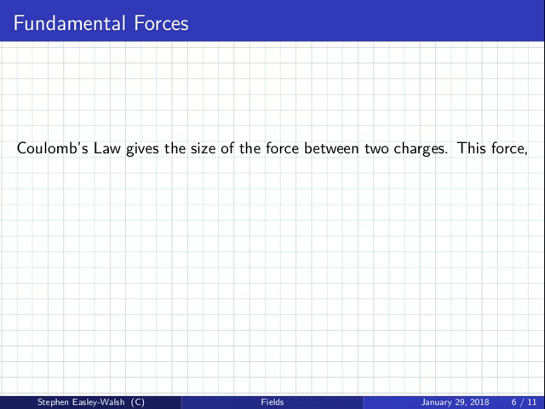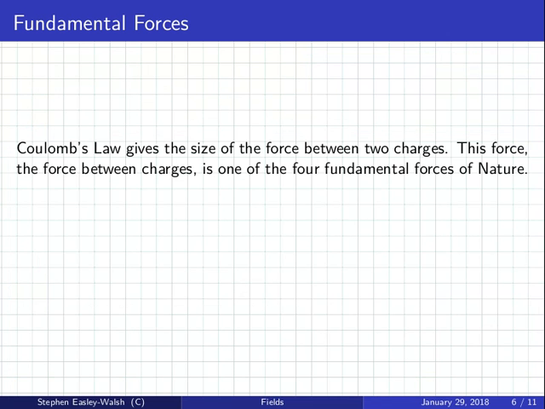Right. Coulomb's law gives the size of the force between two charges. This force is actually one of the 4 forces of nature. In nature, there are 4 basic forces. You actually know one of them already. Gravity. Gravity is the first one. The second one is this force, this Coulomb's force, the force between charges. We will study the other 2 in the next chapter, in the atom. So this is one of the 4 forces of nature.